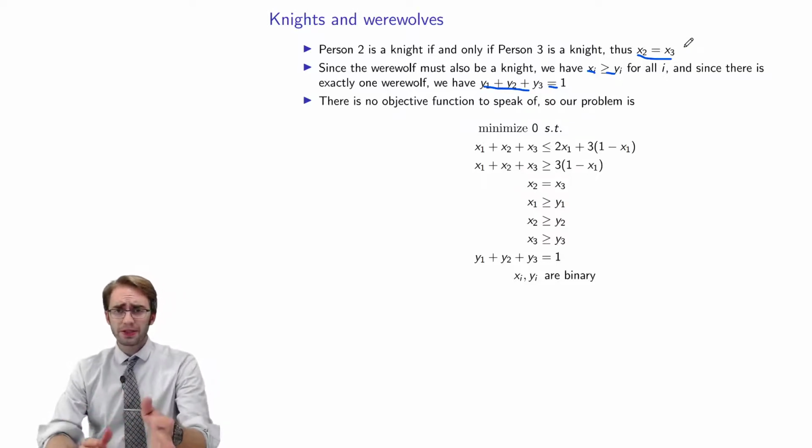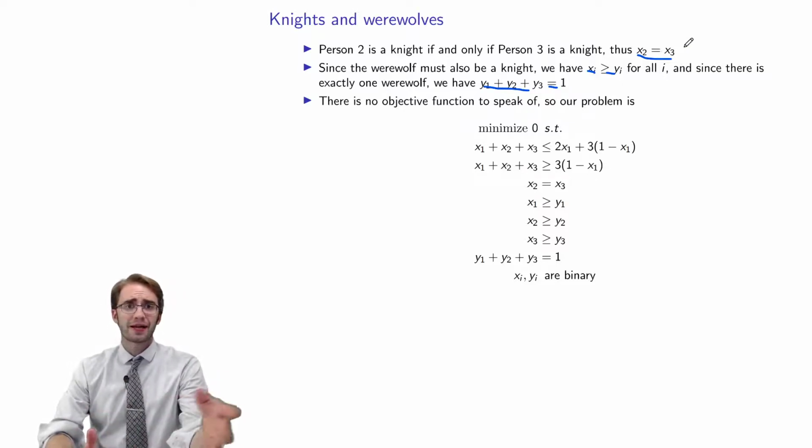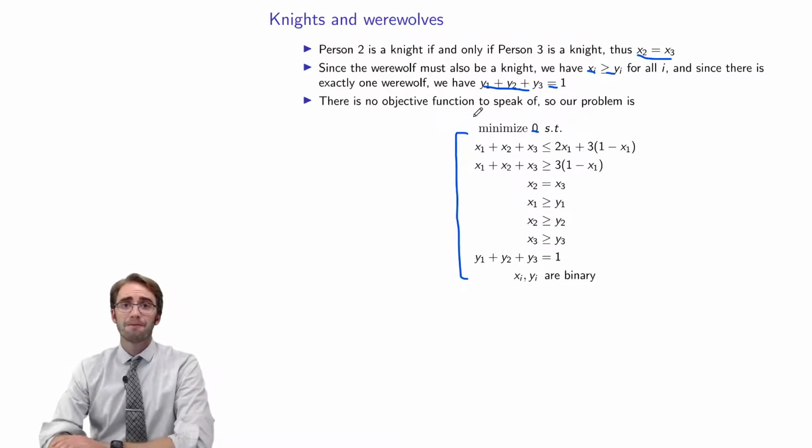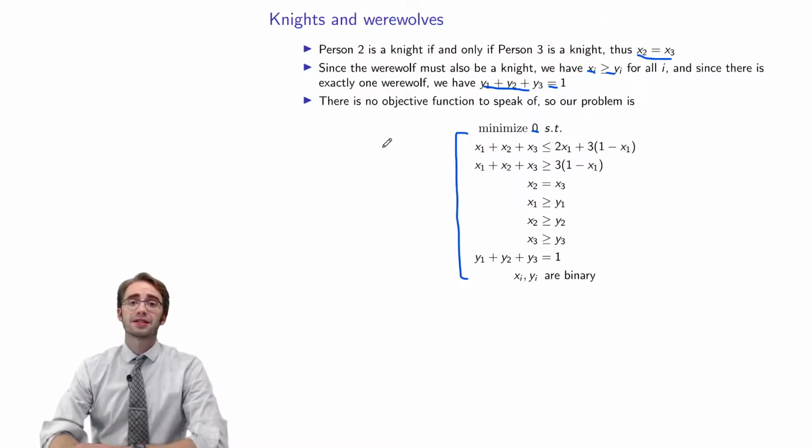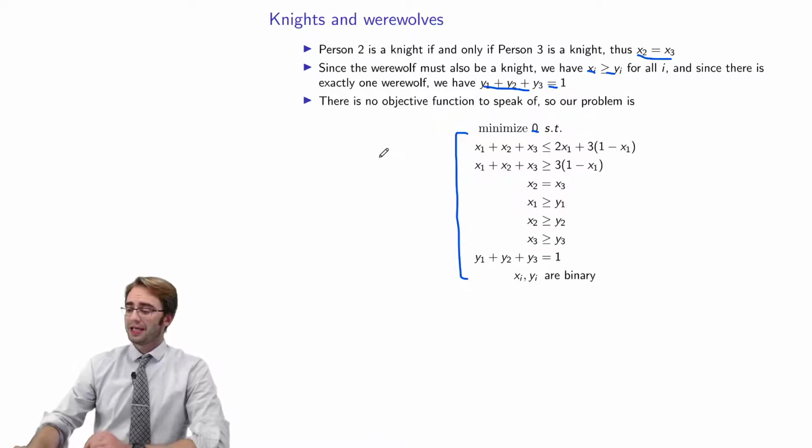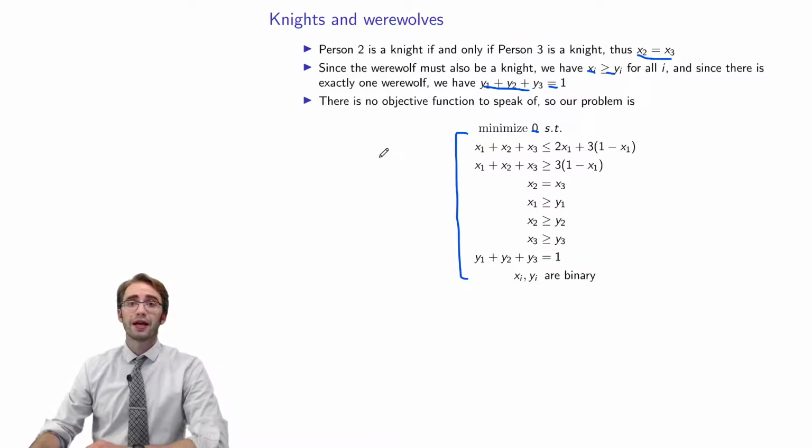Now in this puzzle there was no objective function. We weren't trying to maximize the number of knights or anything like that. So we would just put a 0 in our objective function. Now I've put all those constraints I just listed here, and I can type this into CVX and solve it. And if I did, what I would find is that the first person is a knight and a werewolf, and the second and third people are knaves.